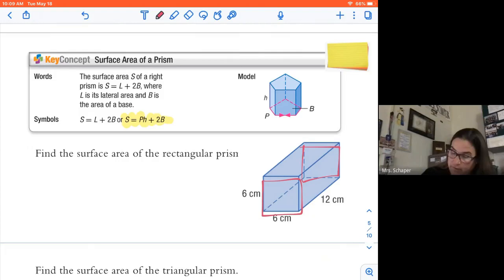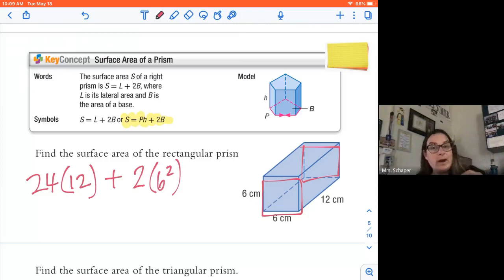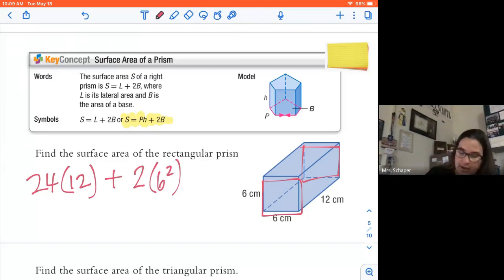So the perimeter of the base is going to be 24 times the height. That's going to give me the lateral surface area. Now what I'm going to do is add on the area of the bases, and there's 2 of them, and they're 6 squared, because the area of a square is side times side. So now I'm going to go ahead and fill that in. 12 times 24 is 288.